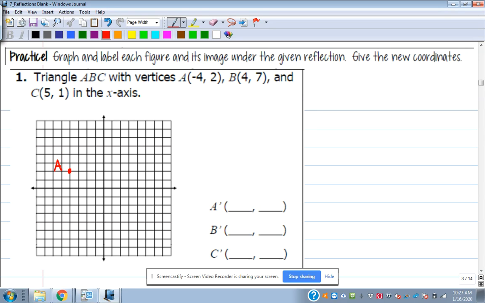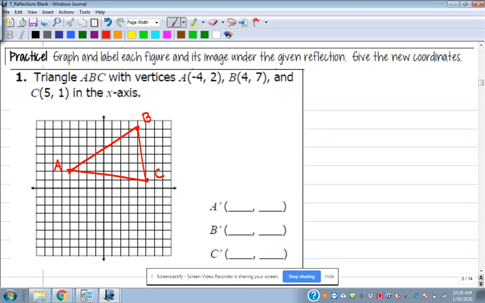Then B is 4, 7. That's point B. So I'm labeling those vertices. And then point C is at 5, 1. Then I'm going to draw that triangle, so I'm going to connect those. The straight edge is the reason for that. Try to be very precise when you're doing your vertices, your points, because you need to be able to go to the image.